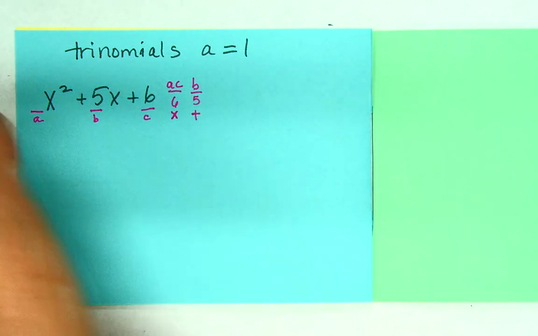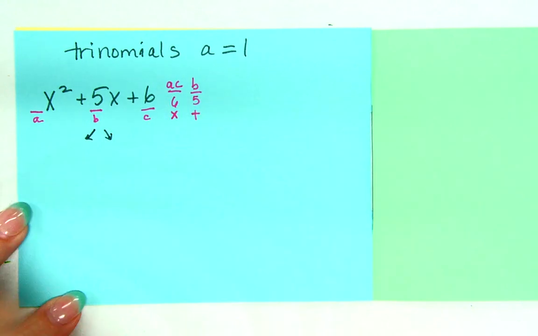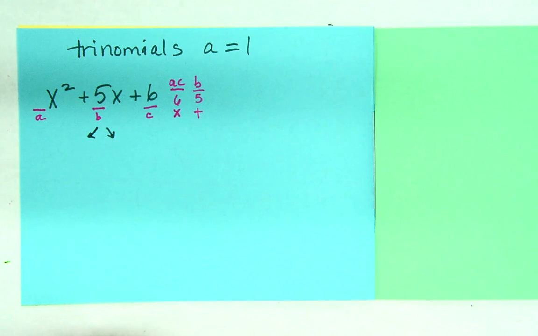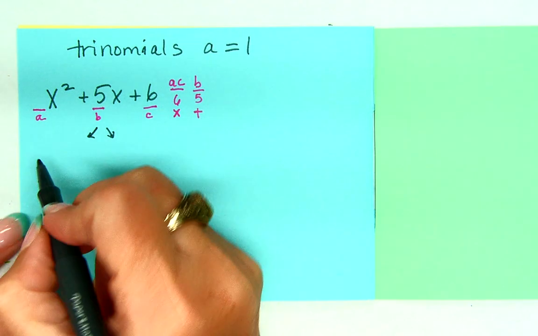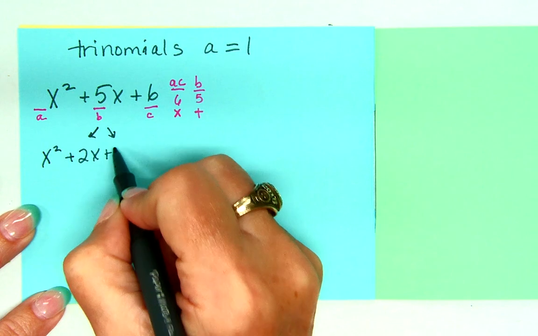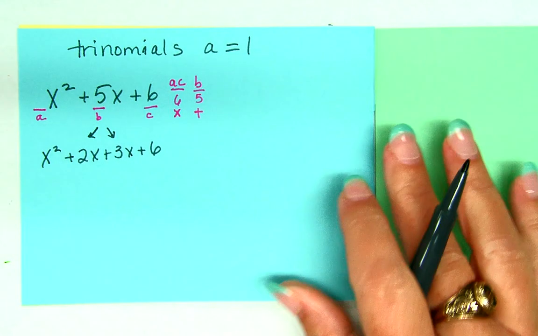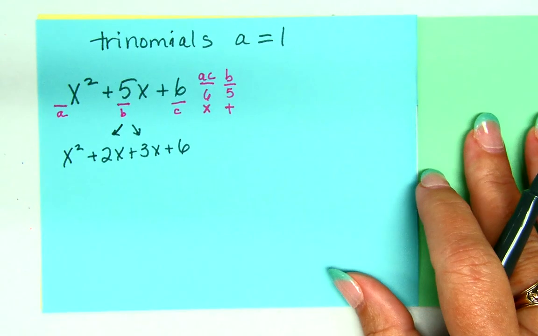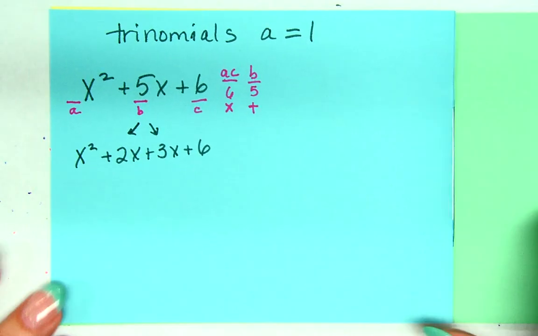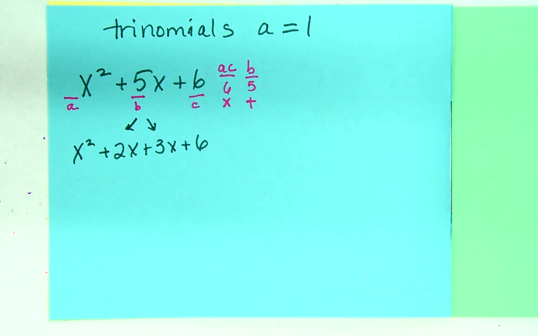Okay, so here's what we're going to do. I'm actually going to rewrite my problem by splitting my middle term into 2 parts. The 2 parts that you just told me. So I'm going to write x squared plus 2x plus 3x plus 6. You okay with that? Isn't that equal the same thing as it was before? I just split that middle term into 2 terms. Yeah. Well, how many terms are there now?